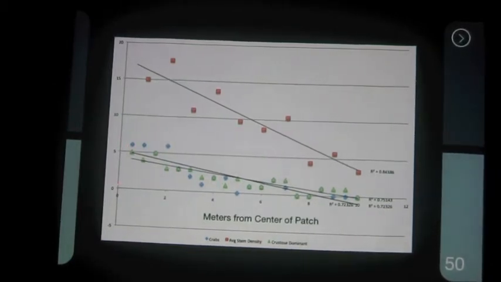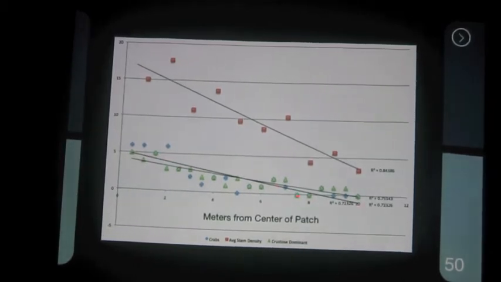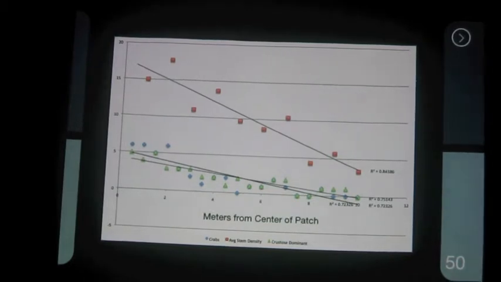And then thirdly, this is the crustose coralline dominance. So in the center of the patch, you have really crustose dominated stems, right? And then as you go towards the edge, it all becomes fleshy. So all these things are correlated. They're all going along the same trajectory.